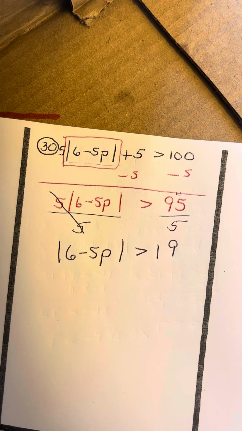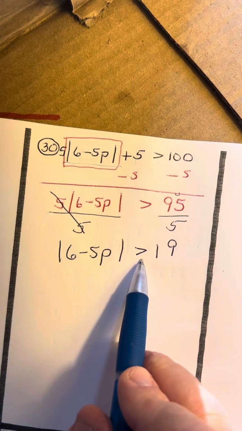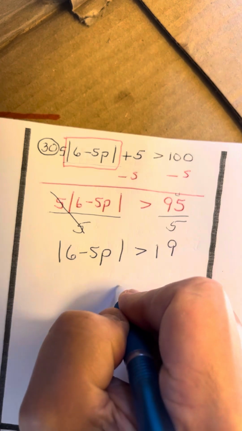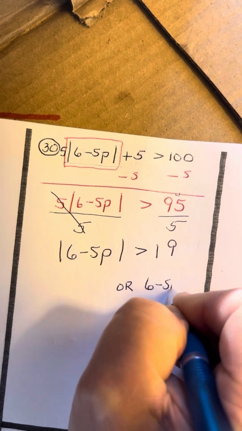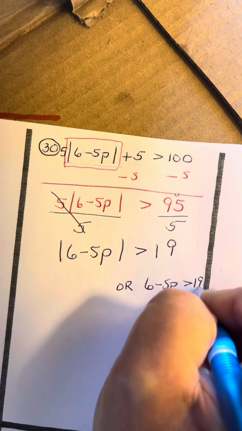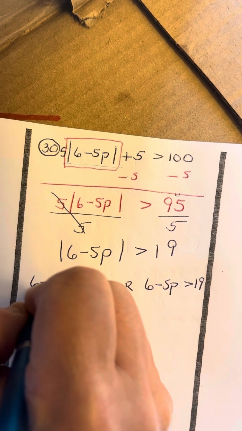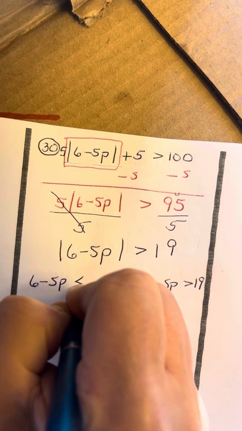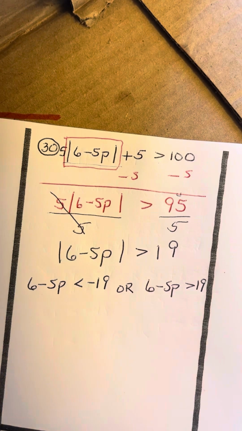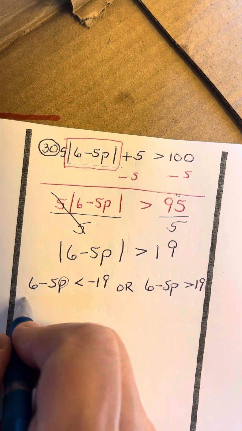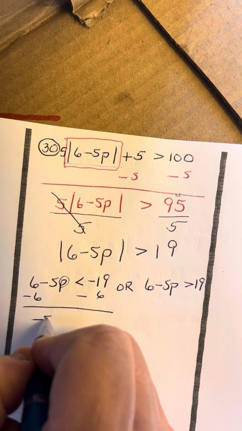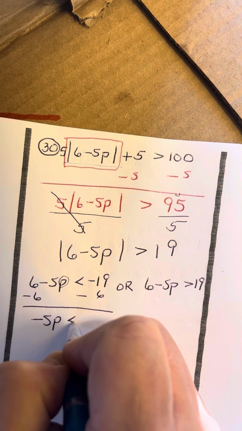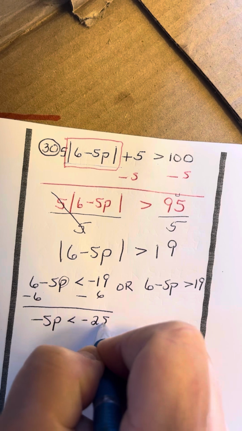And use your calculator. It's an absolute value greater than, so it's two equations. One is the same, and one is the opposite. Less than -19. And now solve each one. Get the P alone. Watch your signs.